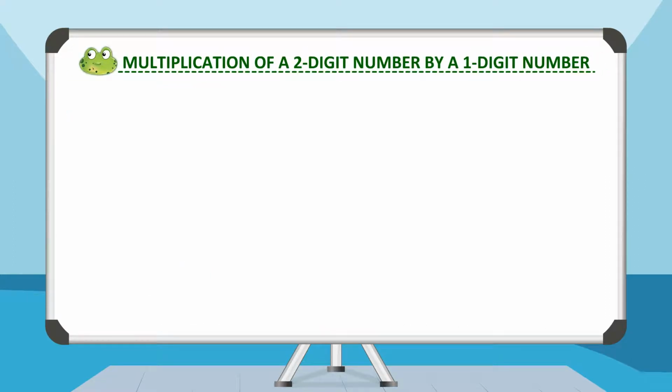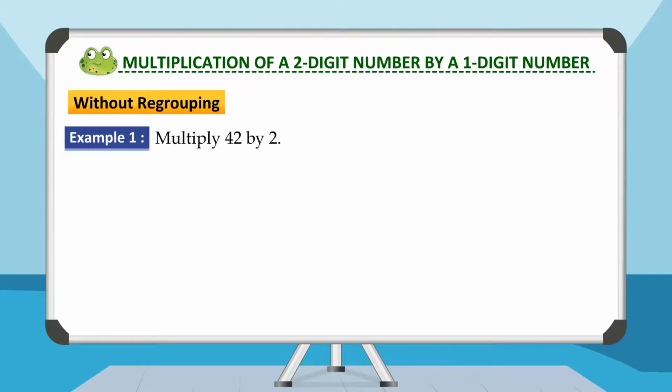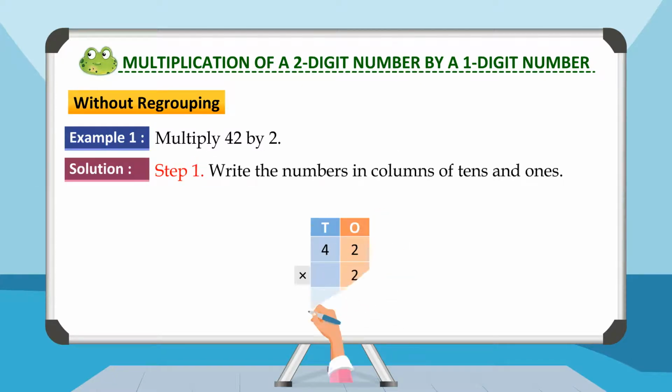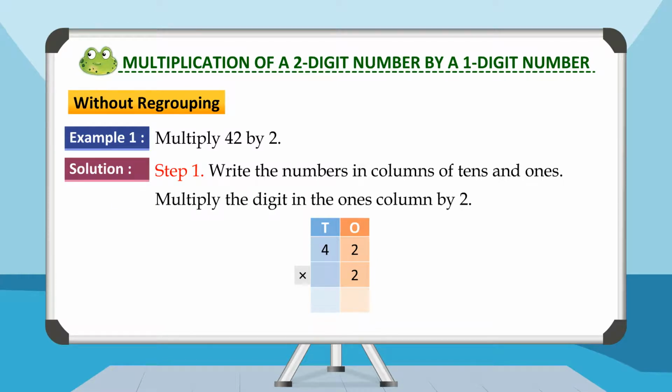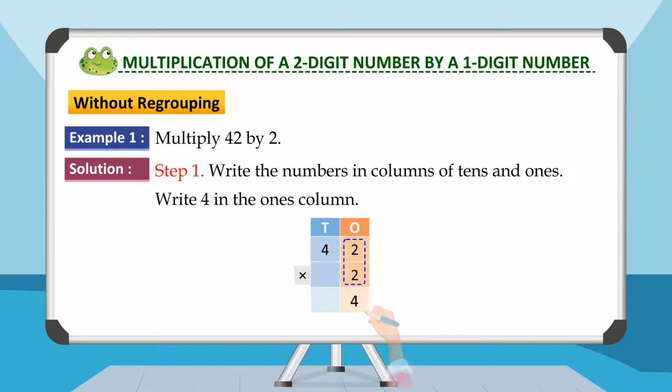Multiplication of a two-digit number by a one-digit number without regrouping. Example 1. Multiply 42 by 2. Solution. Step 1. Write the numbers in columns of tens and ones. Multiply the digit in the ones column by 2. 2 ones × 2 is equal to 4 ones. Write 4 in the ones column.